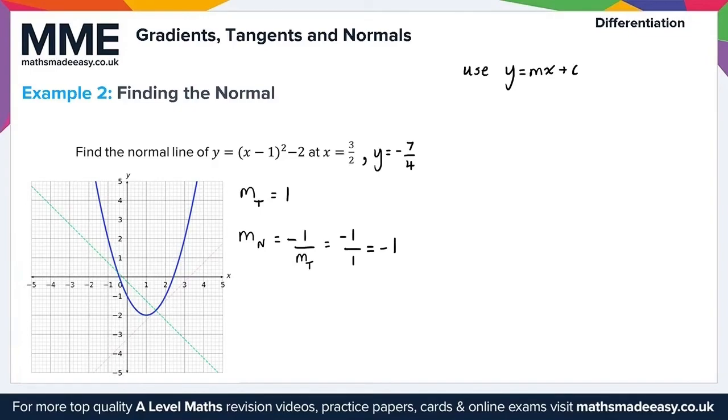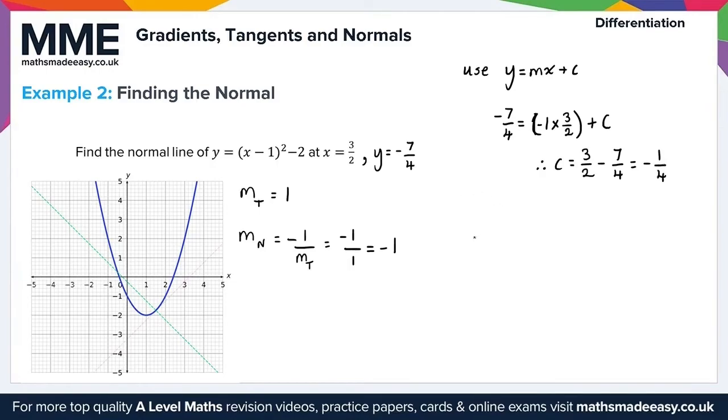So therefore, substituting everything in appropriately here, we obtain minus 7/4 is equal to mx, where m is minus 1. This is minus 1 times x, which is 3/2. And we have plus c here. And again, we're just rearranging this now to be in terms of c. So therefore, c is equal to 3/2 minus 7/4. And in this case, 3/2 minus 7/4 simply gives us minus a quarter there, minus 1/4.